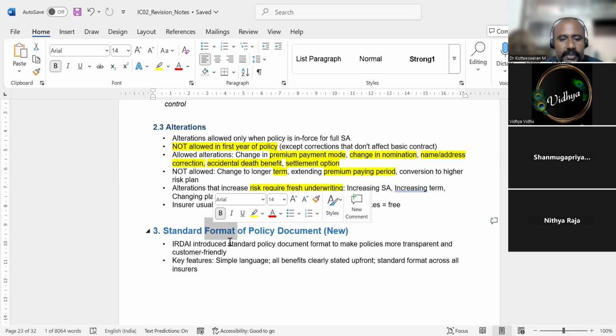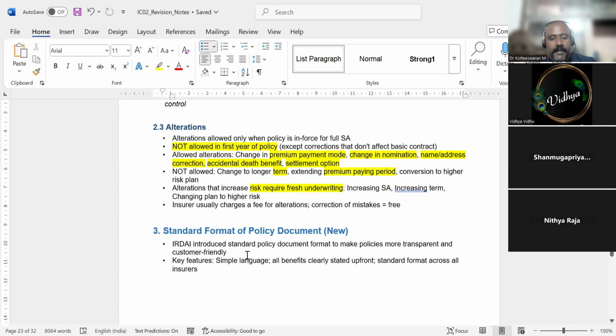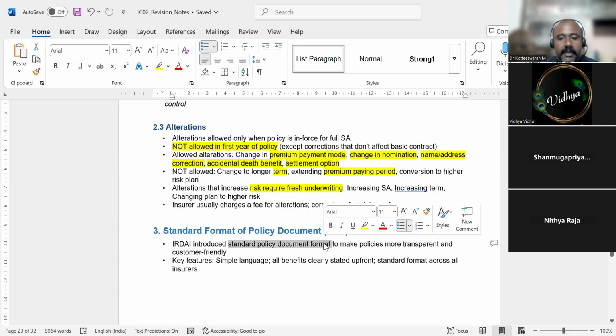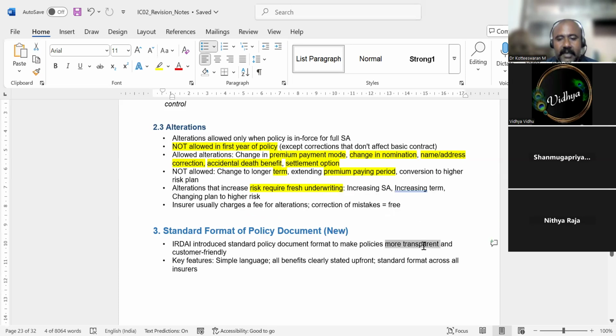Okay. So the standard policy document format should be more transparent and customer friendly. If you read it, it should be understandable. They should not use very tough words. It should be very user friendly, with simple words. Transparent in the sense, not paper transparency. The words should be very transparent, and whatever you want to communicate should be there in the document. You should not hide anything. That is transparency and customer friendly.